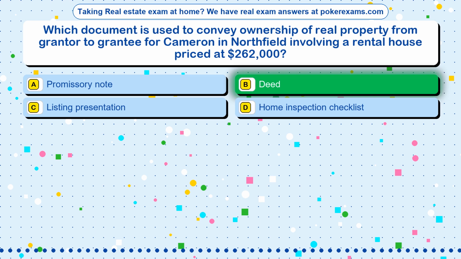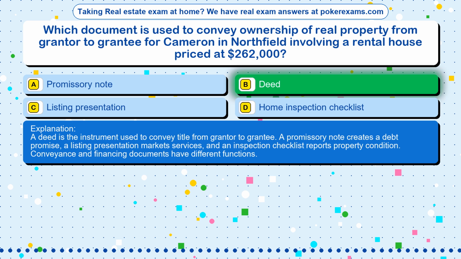The correct answer is option B, deed. A deed is the instrument used to convey title from grantor to grantee. A promissory note creates a debt promise, a listing presentation markets services, and an inspection checklist reports property condition. Conveyance and financing documents have different functions.